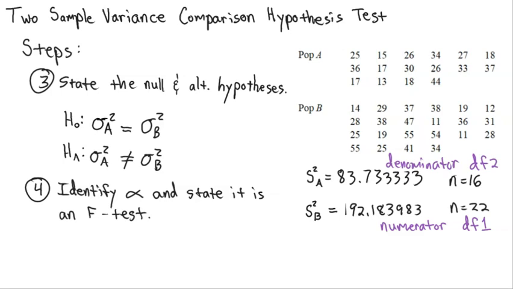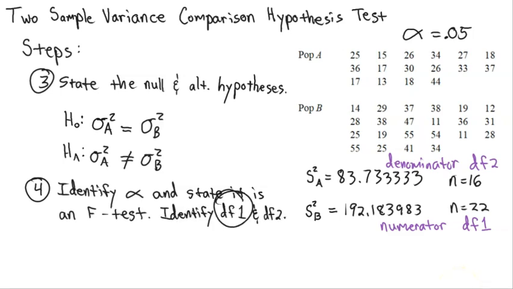Okay, so we're going to identify our alpha, and let's assume that in this particular test we're doing an alpha of 0.05. Okay, 0.05. And then there's one other thing that you're going to do here. You're going to identify the DF1 and the DF2.